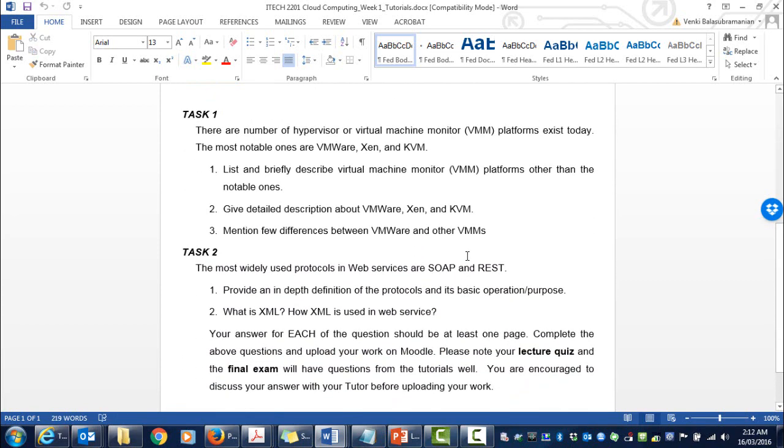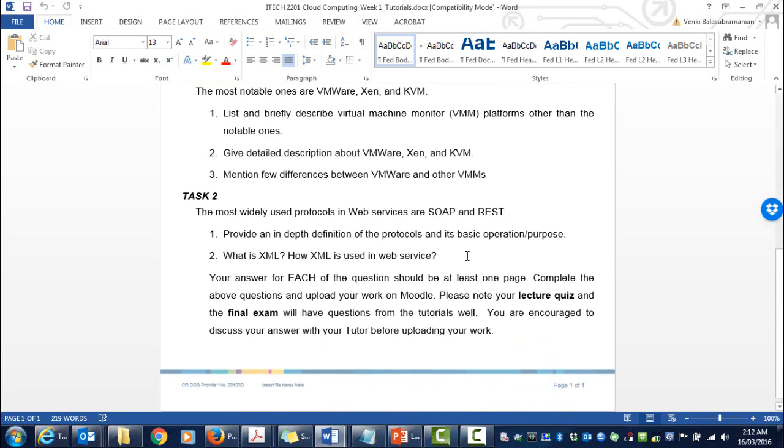In task 1, you will be comparing the most widely used hypervisors and answer the questions in the given task. While in task 2, you will do detailed study about the protocols used in web services. Most of the web services are built either using SOAP or REST protocols, so understanding of these protocols is a needed knowledge to understand the underlying technologies in cloud.